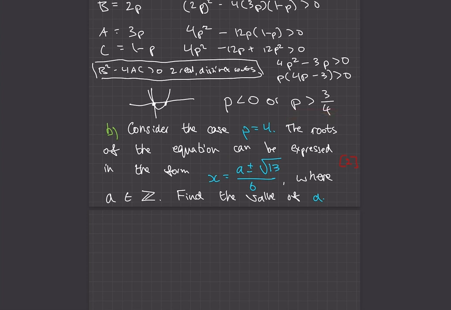So the roots of the equation can be expressed in this form: x equals a plus minus root 13 over 6, where a is an integer. Find the value of a. This is 2 marks. Literally, all you have to do is just apply the quadratic formula.